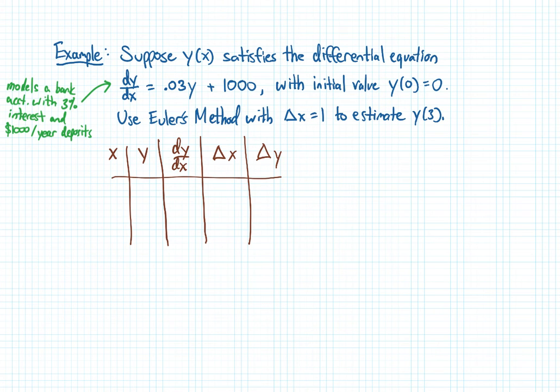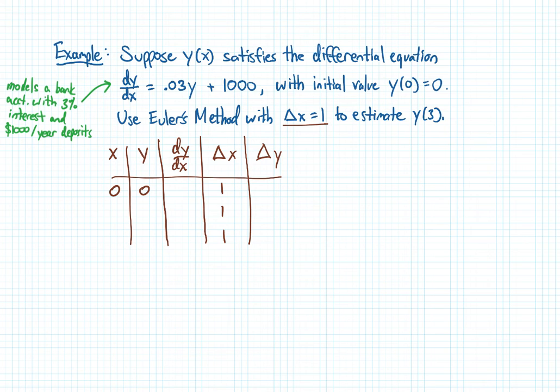It can help to make a little table where you have these 5 columns. Because the initial value that's given is y of 0 is equal to 0, the first entries that we put in this table are x equals 0 and y equals 0. And there are some other entries in this table that we could go ahead and fill out with basically no calculation. So first of all, we're given as part of the problem that delta x should be equal to 1. So we could just fill out that whole column with 1s. And in fact, if you wanted to, you could even skip that column because it doesn't give you any information that you didn't already know.